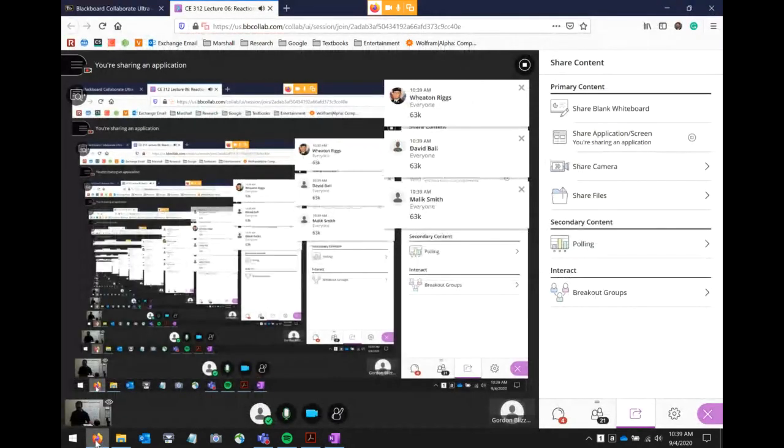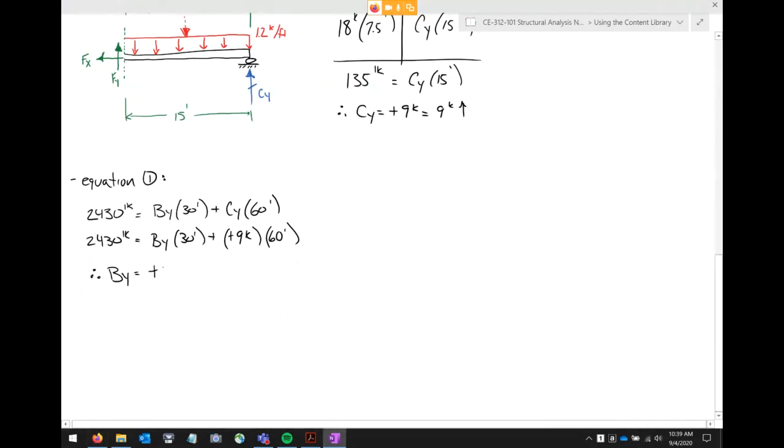There you go. That's right. 63 kips, so positive 63 kips going upwards, because remember, we drew BY acting upwards. We drew all of our reactions acting upwards. And so now what we can do is go to equation 2. What is equation 2? AY plus BY plus CY is 92 kips.